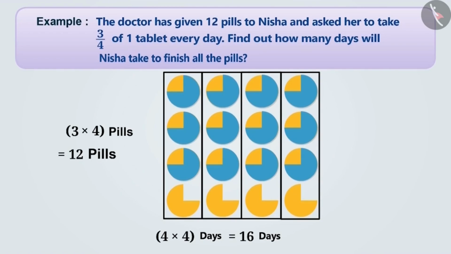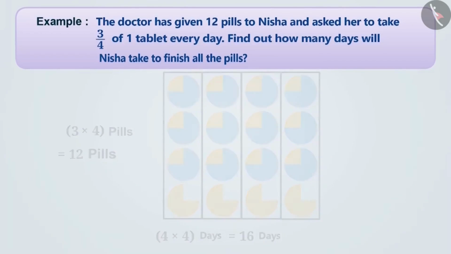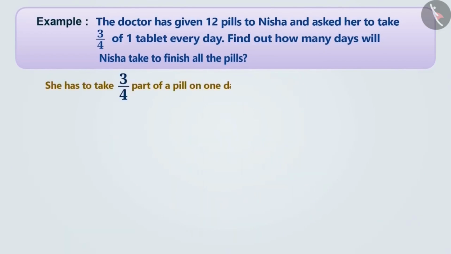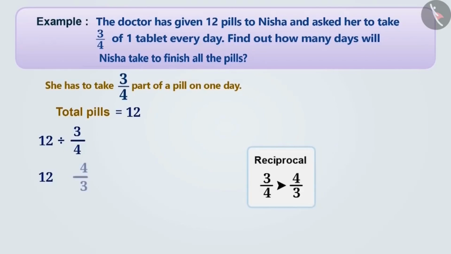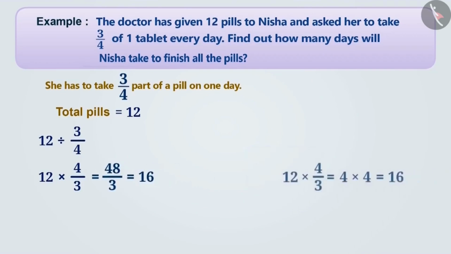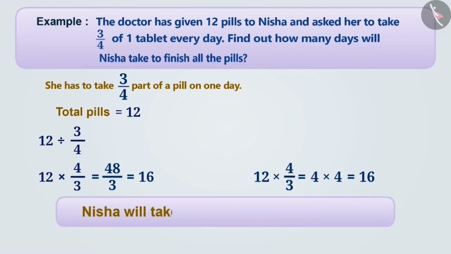Let's solve this mathematically. Nisha takes 3/4 pill in a day. The doctor has given 12 pills to Nisha. To know how many days Nisha will take to finish all the pills, we have to divide 12 by 3/4. To solve the division, we will keep the first number exactly the same and multiply it by the reciprocal of the second number. Here, the reciprocal of 3 by 4 is 4 by 3. We can solve this in the same way as 12 divided by 3/4 is equal to 16. So Nisha will be able to finish all the pills in 16 days.